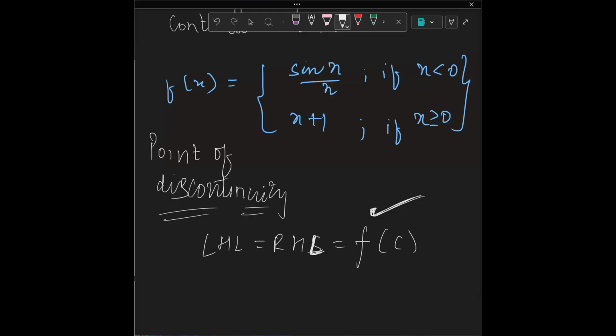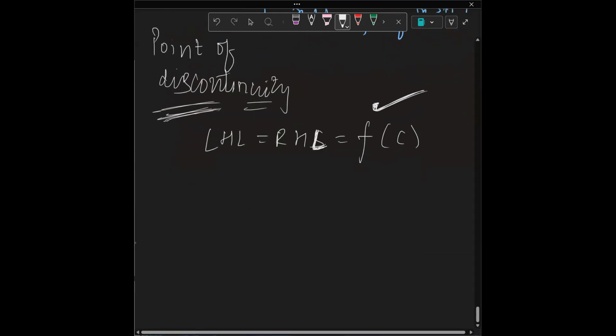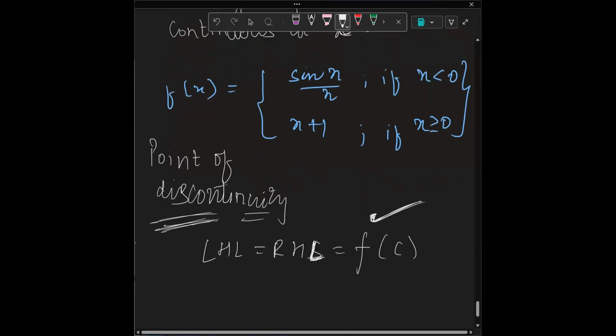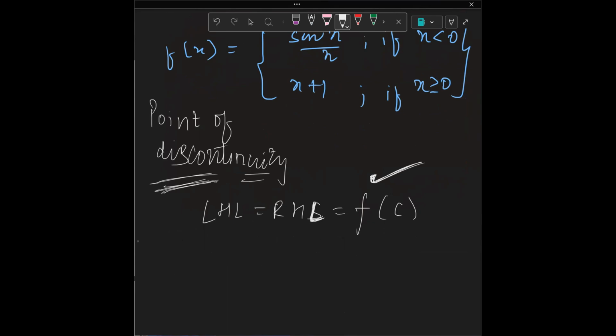How will you find the point of discontinuity? When you put some x in LHL, you will get LHL, and in RHL you will get RHL. If they are not coming out to be equal, then you can say at that particular x you have discontinuity. And I hope you know what discontinuity and continuity are. So see, now here you do not have any given point to check, so you can assume any real number c. I'm assuming any real number.